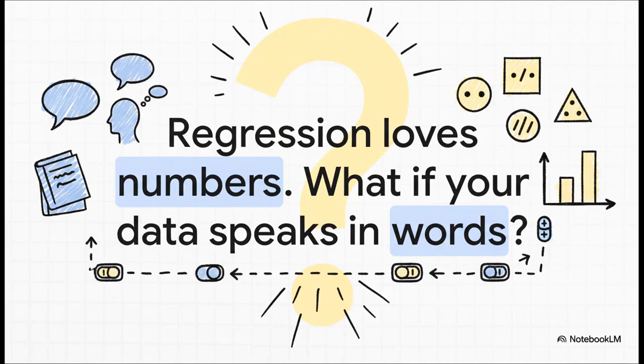Statistical tools, especially something like regression analysis, are amazing. But they have one big requirement. They thrive on numbers, things they can add, subtract, multiply, do math with. But so much of our data, so much of the world, is described in words. So what happens when your dataset speaks a language your model just doesn't get?